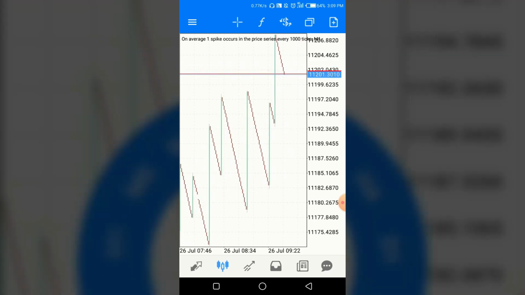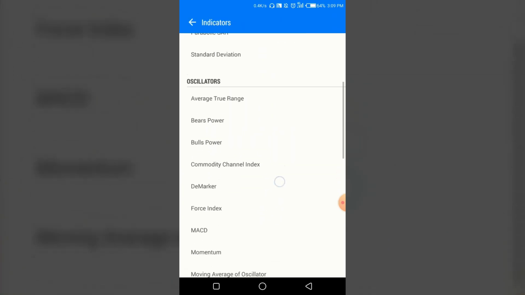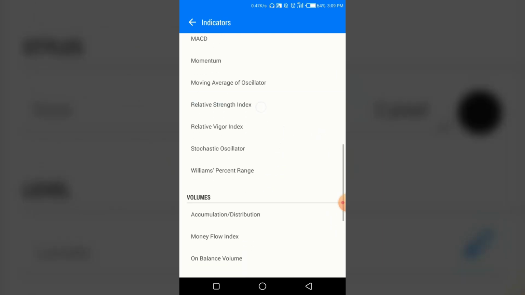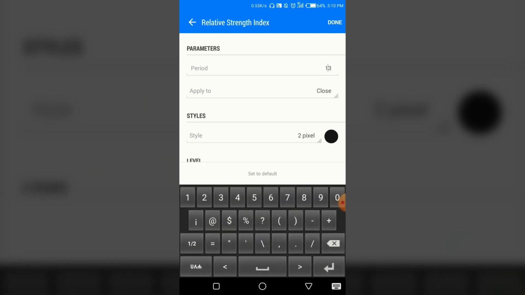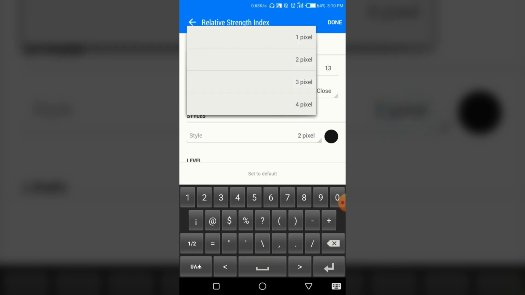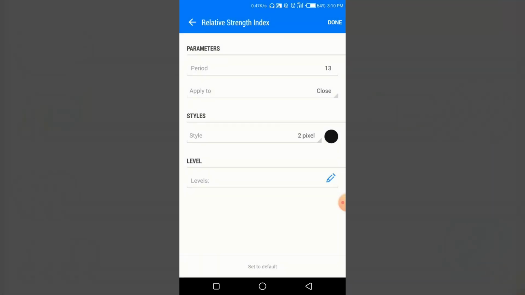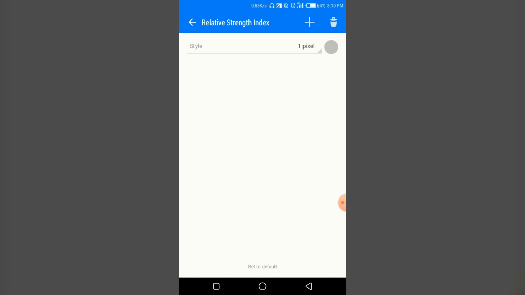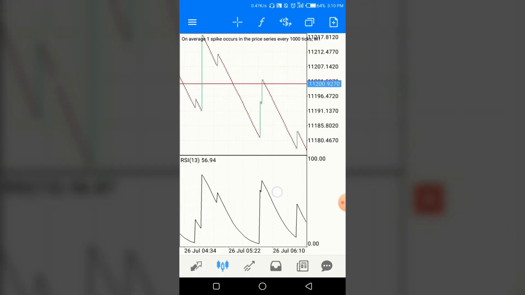Click your screen, go to F for the indicators list. First we are going to add RSI, the Relative Strength Index. In the Relative Strength Index, set your settings. Period should be 13. I prefer 13. Apply to close, and style whatever you want. Mine will be 2 pixels, and since my background is white, I'll use black. And levels should be empty. There should be no 70 and 30. Remember, there should be no levels. So set them, then click done.